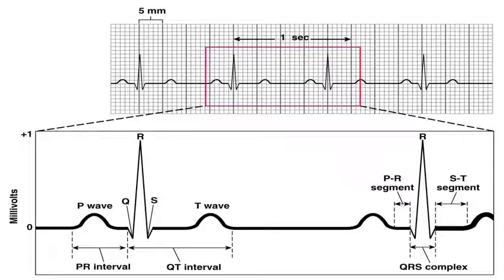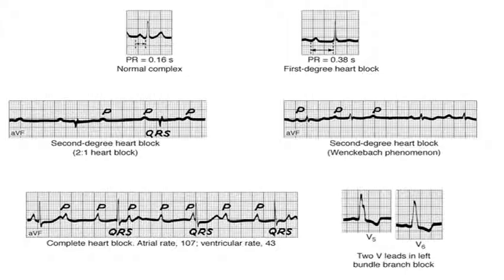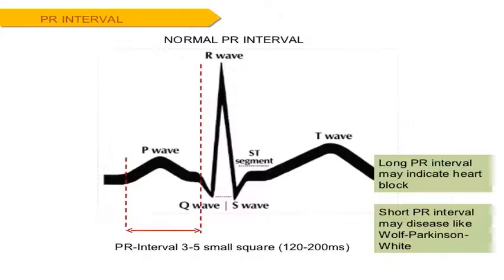Now look at the picture. The first picture shows normal PR interval. In the second picture, you can see first degree heart block, then the second degree heart block, and finally the complete heart block. Prolonged PR interval may indicate heart block. Short PR interval occurs in diseases like Wolff-Parkinson-White syndrome.